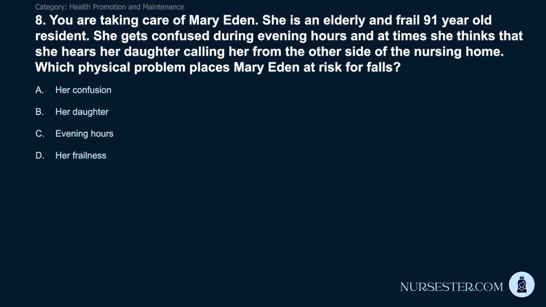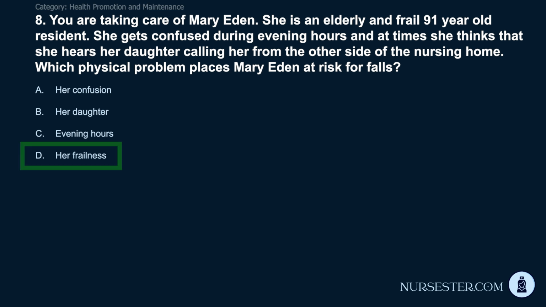8. You are taking care of Mary Eden. She is an elderly and frail 91-year-old resident. She gets confused during evening hours, and at times she thinks that she hears her daughter calling her from the other side of the nursing home. Which physical problem places Mary Eden at risk for falls? A. Her confusion. B. Her daughter. C. Evening hours. D. Her frailness.